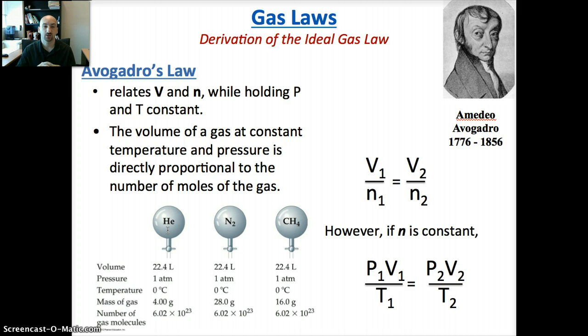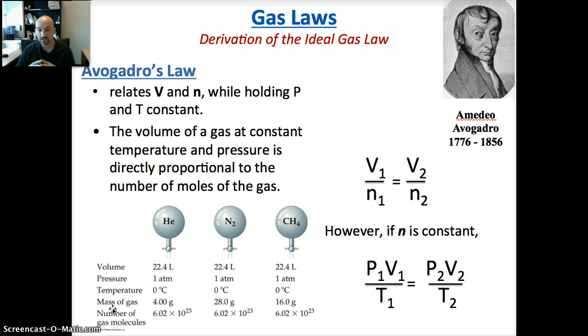The third law we're going to talk about is Avogadro's law. Amadeo Avogadro realized that equal volumes of gases at the same temperature and pressure contain an equal number of molecules. If we look at this figure, we can see that if we take 22.4 liters of helium, 22.4 liters of nitrogen gas, or 22.4 liters of methane gas, and keep that at 0 degrees C at 1 atmosphere of pressure, the mass is different for each of these, but the number of gas molecules never changes. It stays the same.